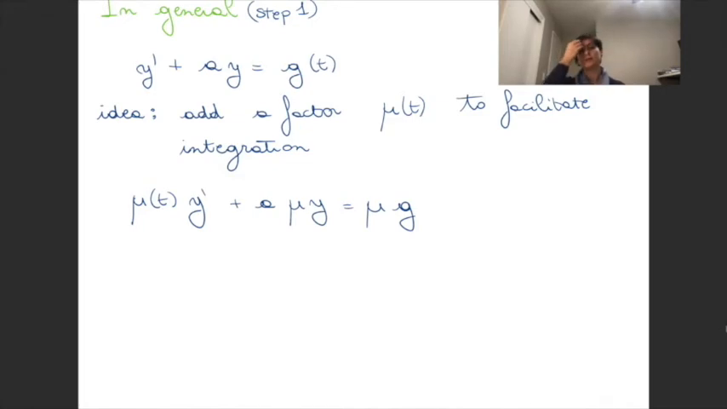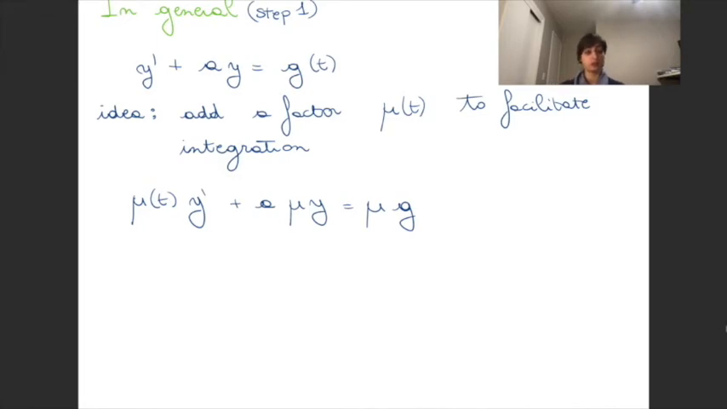So let's start with a more general approach, but a bit more restricted than the most general first order ODE. We will look at y prime plus ay equals g(t). And with the idea of the integrating factor, we multiply everything by mu(t). Mu(t) is a function that we don't know yet.